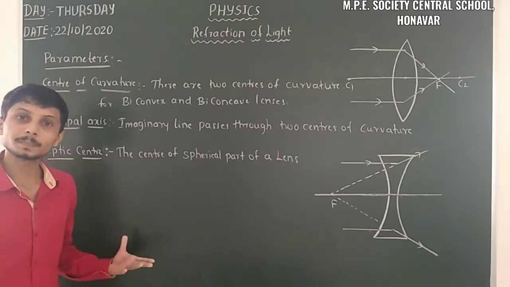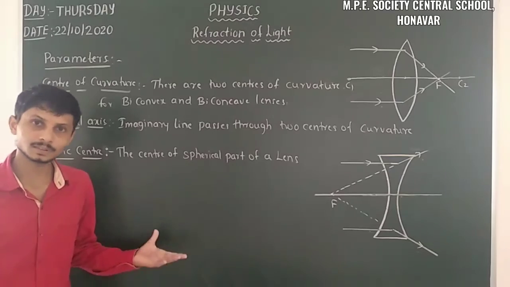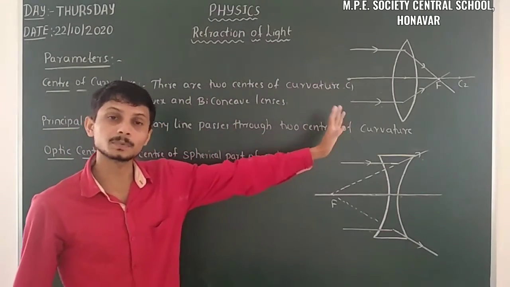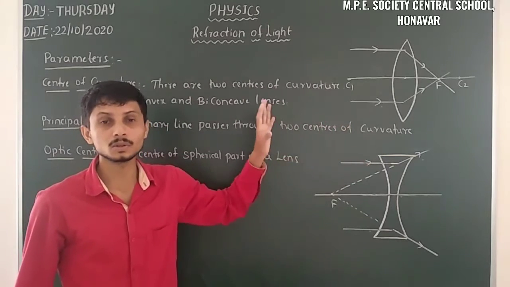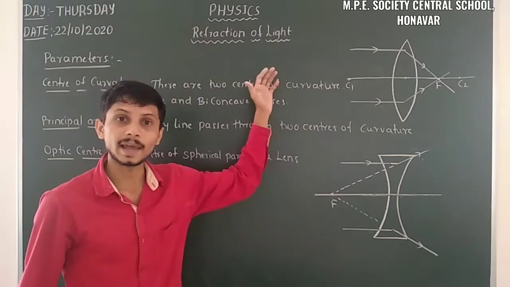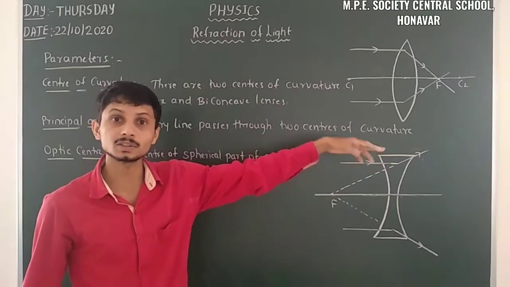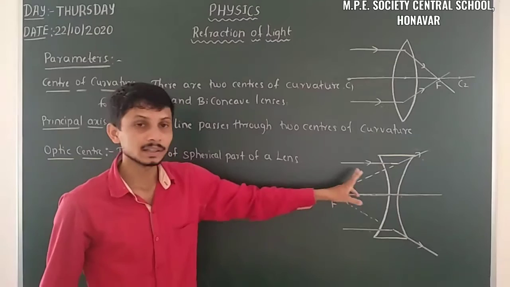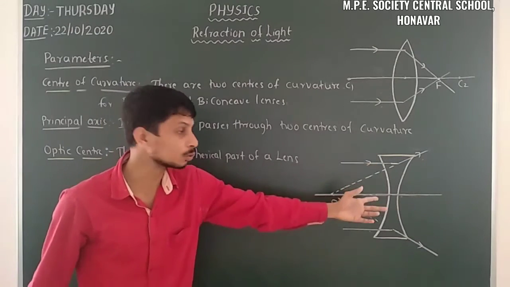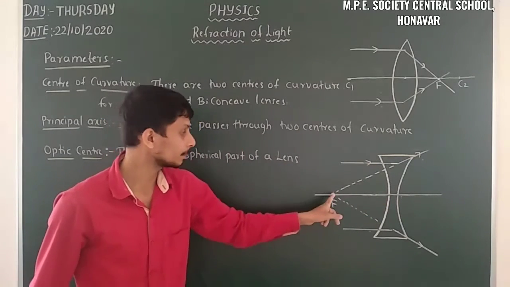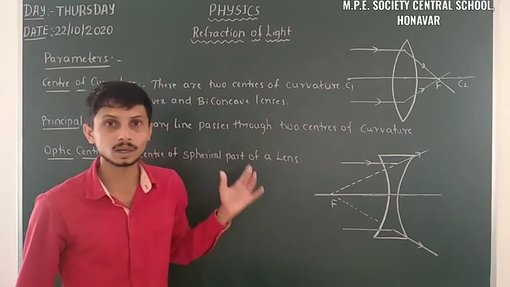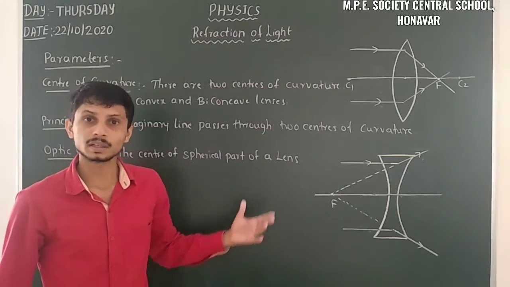Then let us take the principal focus. When a ray of light passes through a convex lens or a concave lens, in a convex lens all the rays actually meet at a point on the principal axis, and in the case of a concave lens, they appear to meet on the principal axis. That point we call the principal focus. Already you know that one.